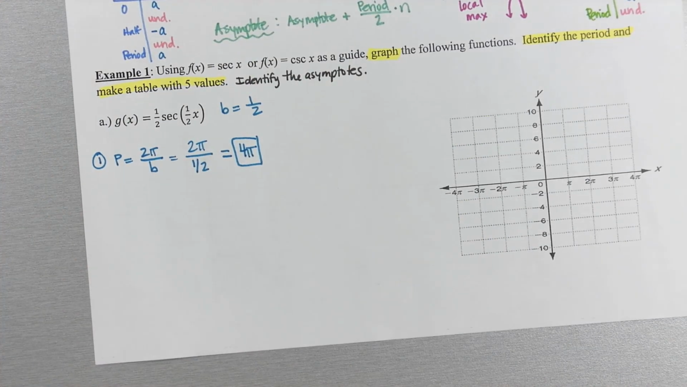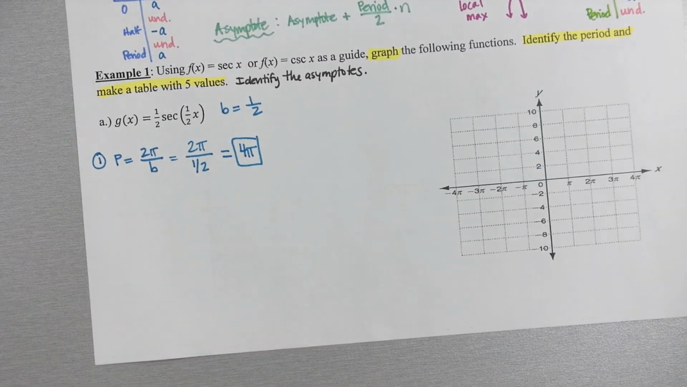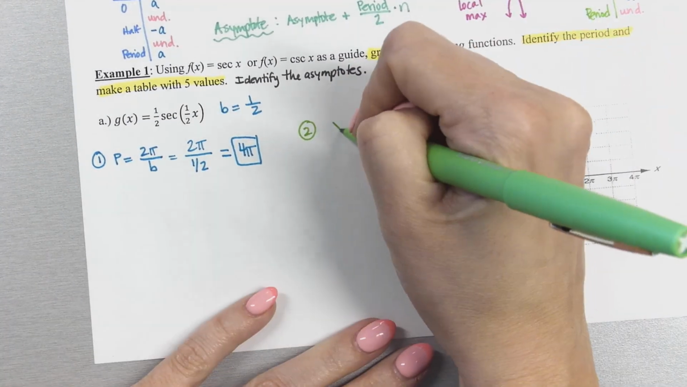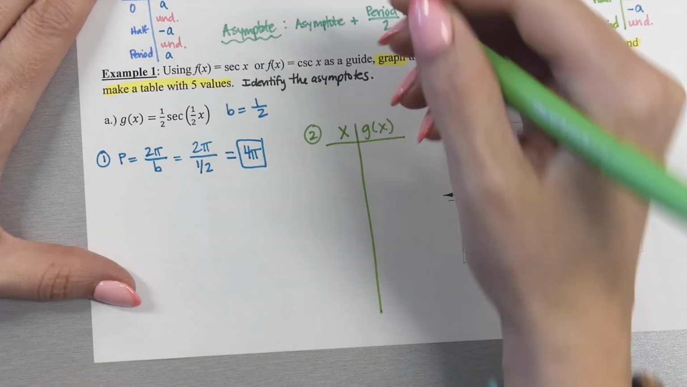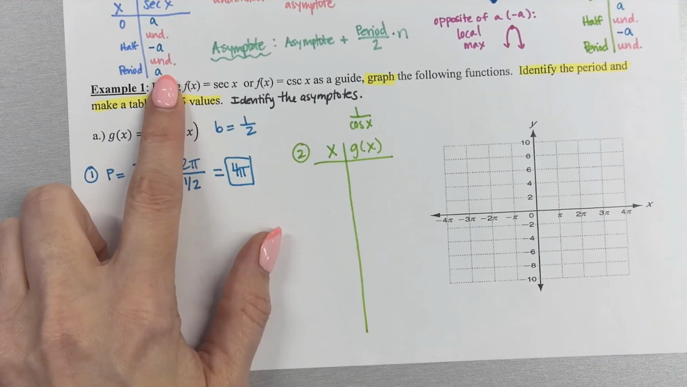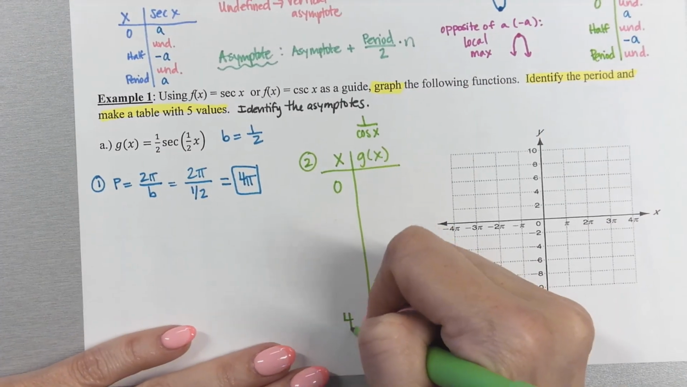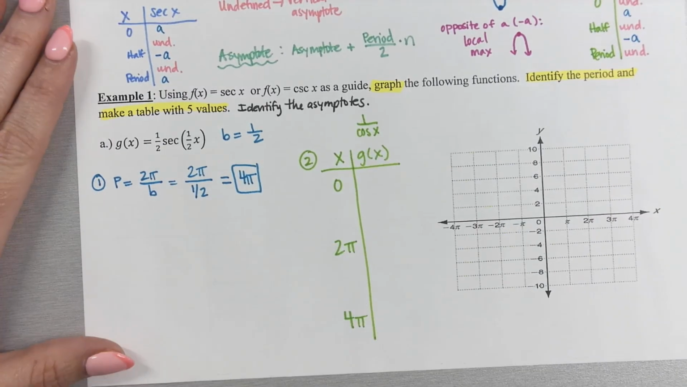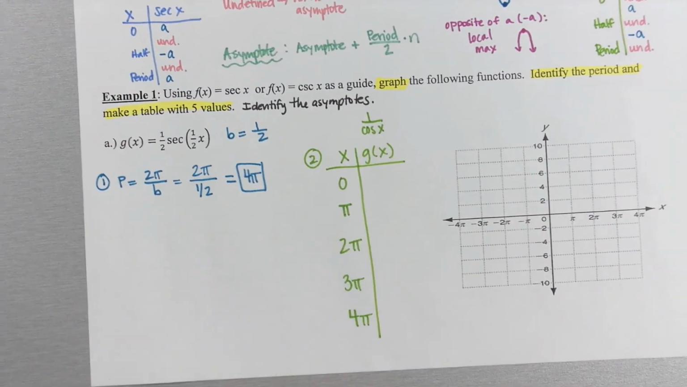As soon as you figure that out, I recommend step 2 being your table. For the table, we have x, and then this one is called g of x. Sometimes I just remind myself if it's secant, it's 1 over the cosine. That way I know what I'm going to be using. I'm still going to start at 0. Now I end at my period, which is 4 pi. So half of that would be 2 pi. Half of 2 pi would be pi. So now I'm counting by pi's: pi, 2 pi, 3 pi, 4 pi.